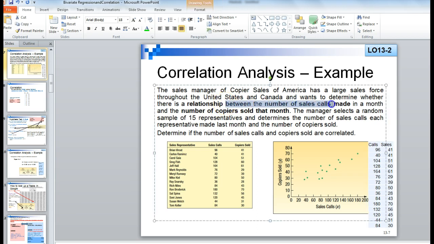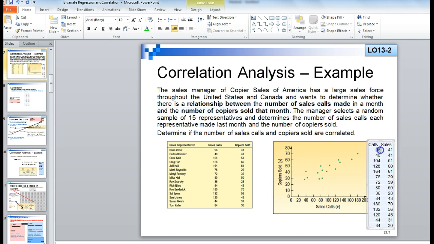So these are the data, and we're going to do a correlation analysis to see if there's a relationship between the number of calls made and the number of copiers sold that month for a couple of offices of Copier Sales of America. So we have one observation for a salesman. They made 96 calls and their sales were 41,000 or whatever that number is. Likewise, for this guy, he made 72 calls and his sales were 39,000. Good. So we have this sample of individuals, and we're going to say, hey, for these guys, is there a relationship between the amount of calls and the sales? Is there a linear relationship?